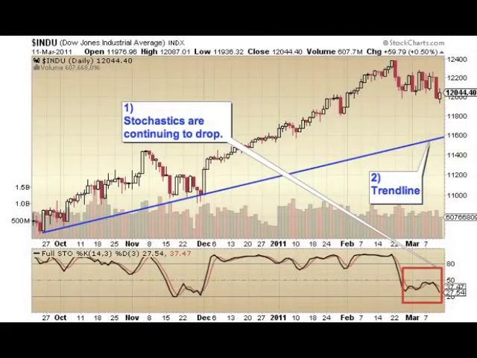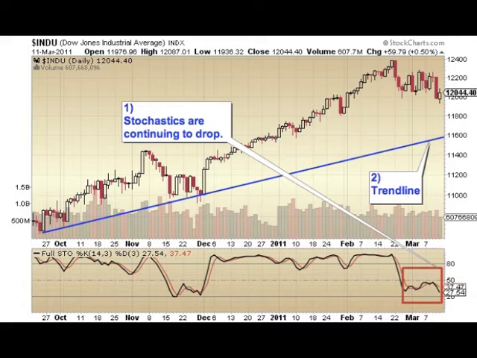And let's take a look at the Dow Jones Industrial Average. And chart 1 of the Dow Jones Industrial Average shows us that the stochastics, they turned negative again and continue to drop. They were turning positive, trying to make a move higher, but slipped a bit during this week, so we gave this chart a red mark.